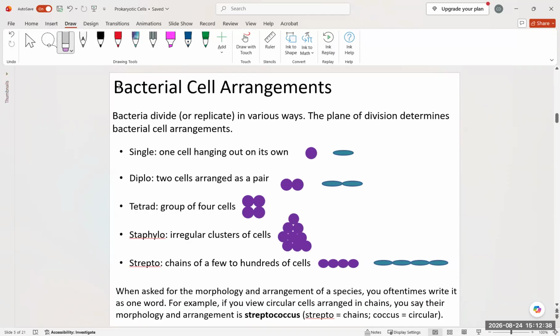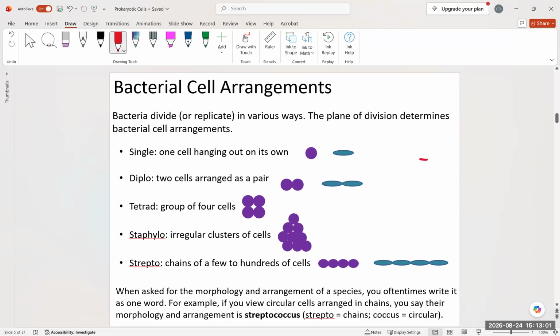Both coccus and bacillus cells can exist in a diplo arrangement. That means they are arranged as pairs. Notice they're going to be end to end. Now, here's where I need you to see what's happening with our bacillus cells. Notice they're arranged end to end, and not stacked on top of each other.